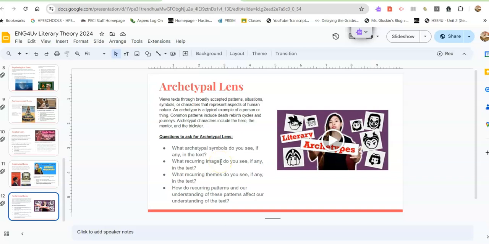I'm going to create another video right now that shows you how to take all of these and then apply them to a story. So this is just a brief overview of this slideshow and understanding perspectives and lenses.